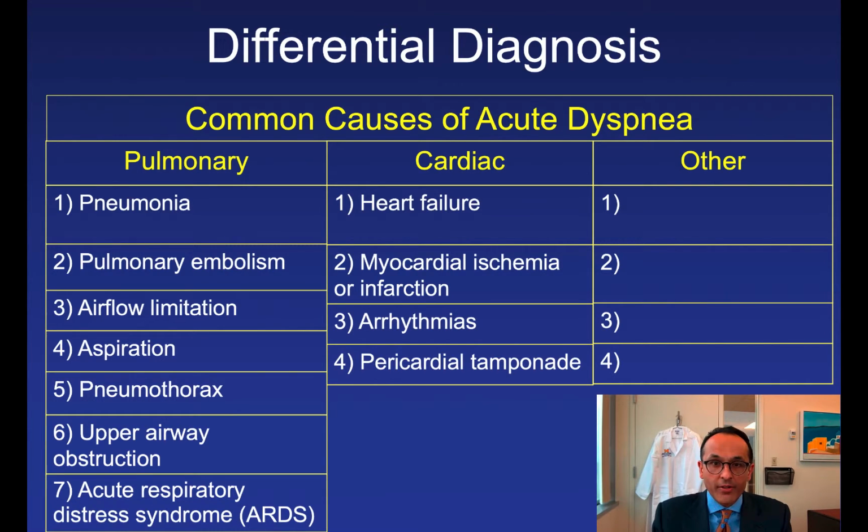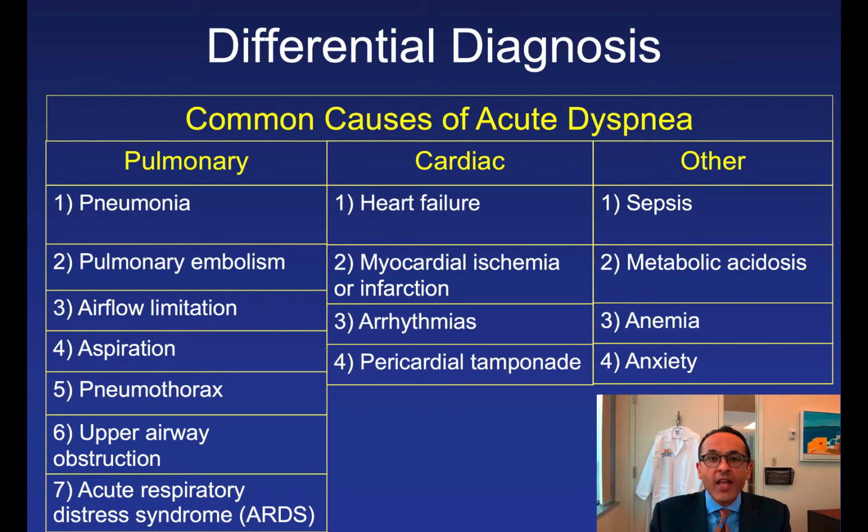And then the third and final category of common causes of acute dyspnea begins with sepsis, because patients with sepsis develop a lactic acidosis, and the compensation is a respiratory alkalosis or hyperventilation.